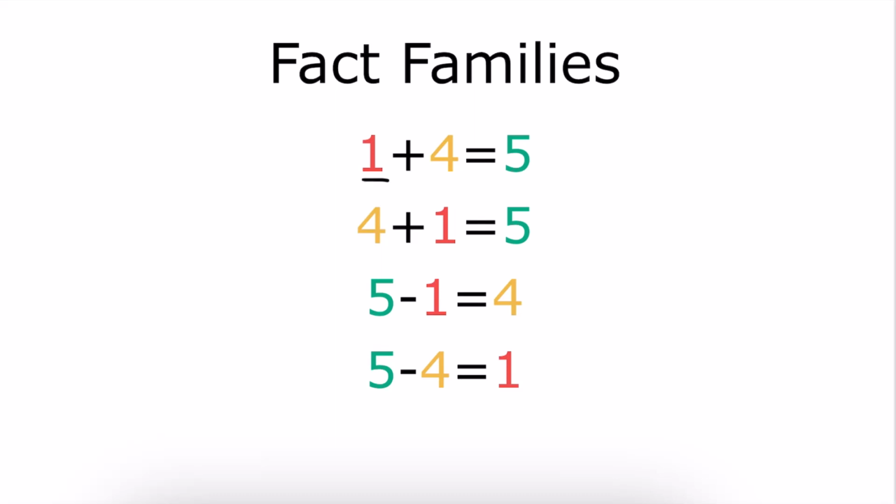For example, if you have 1 plus 4 equals 5, the commutative property says that 4 plus 1 also equals 5. And the inverse relationship between subtraction and addition, which basically says that addition and subtraction undo each other, says that if I have 4 and I add 1 to get 5, well, if I take 5 and I subtract 1, then that will get me back to 4. So 5 minus 1 equals 4. And then similarly, 5 minus 4 also equals 1 because that undoes this addition fact. And this idea of fact families can help introduce subtraction as the inverse of addition.